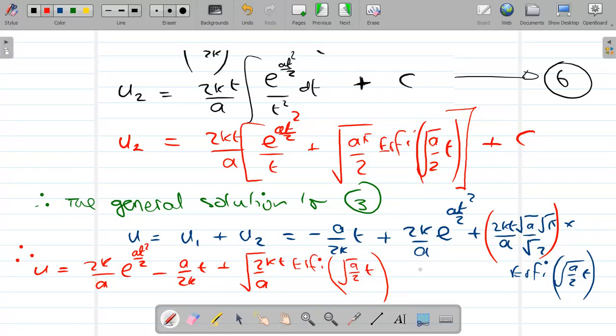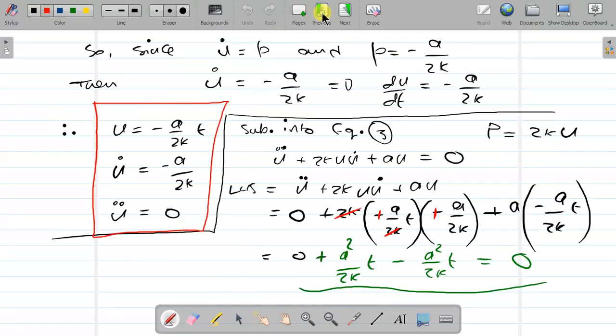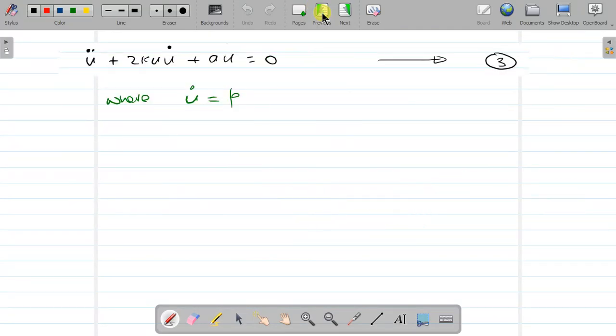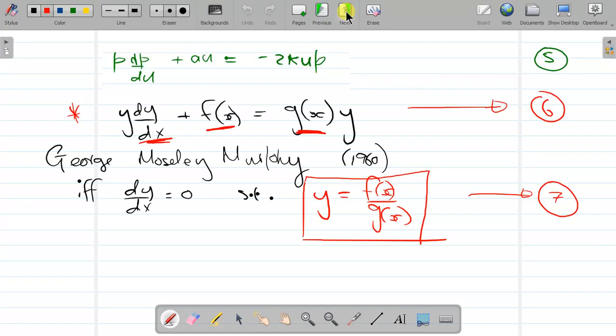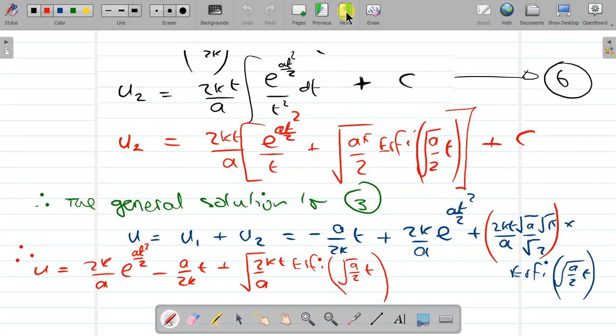So many apologies, everybody, and I hope that that has been a good tour of how to solve a non-linear equation in equation 3 in order to get the final general solution there.